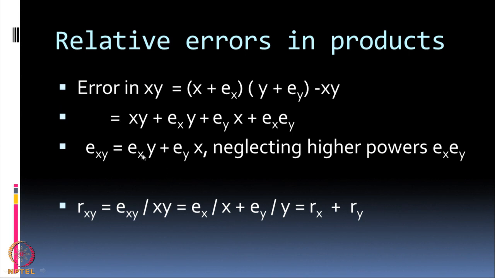That is, I divide Ex into y by xy, so what I get is Ex by x. I divide Ey into x by xy, so I will get Ey by y. So, the relative error in xy would be the relative error in x plus the relative error in y.